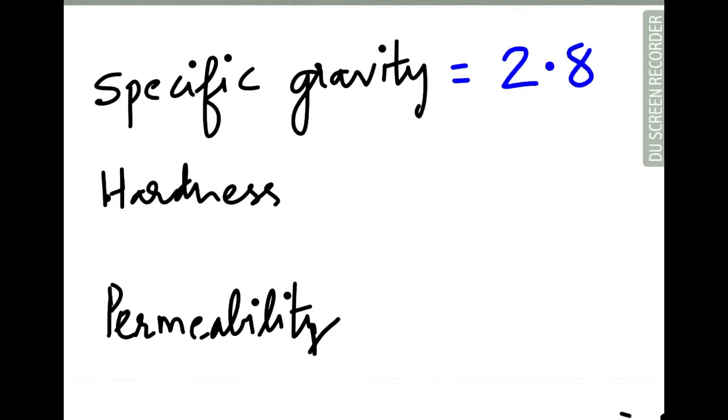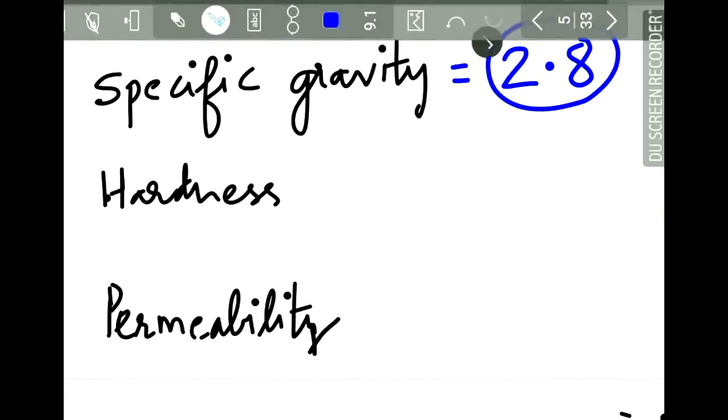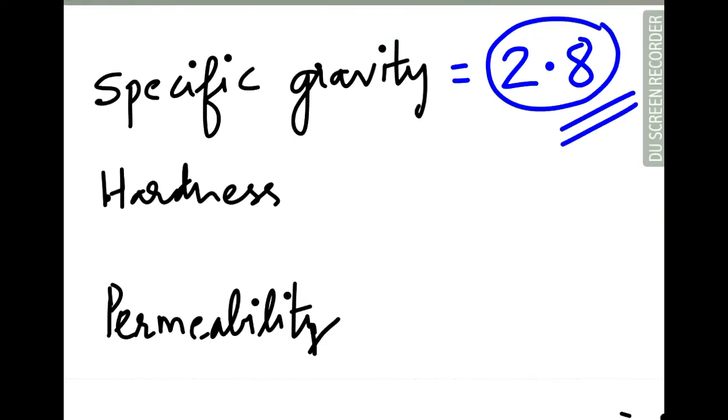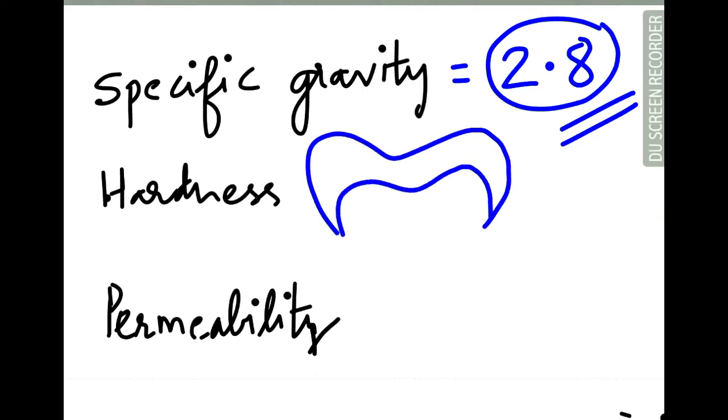Other property, the specific gravity of enamel is 2.8. Now this question is asked in MCQ, so please remember the specific gravity of enamel is 2.8. Now let's comment about the hardness of enamel. If this is the tooth covered with enamel, the hardness of the tooth is maximum in the cusp region and minimum in the cervical region. Also, as we approach from the surface to the core, the hardness of the enamel reduces.